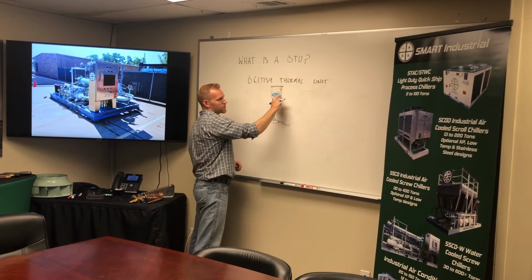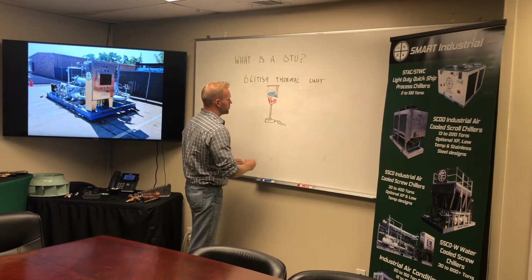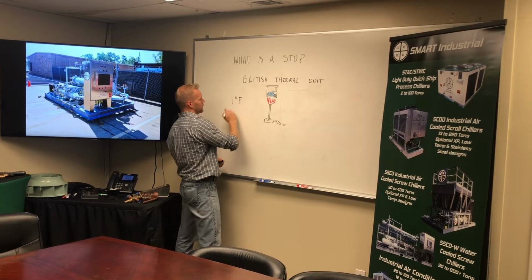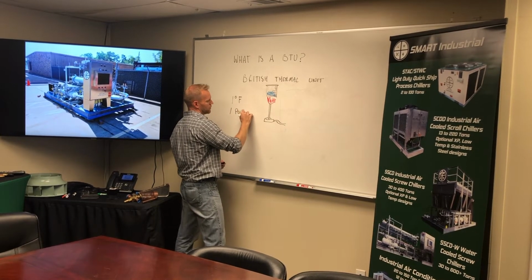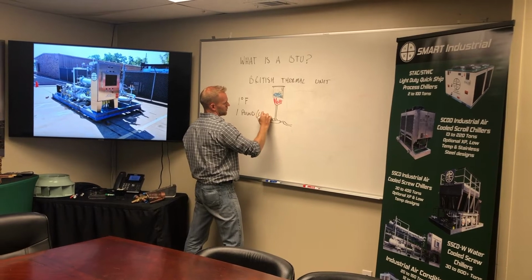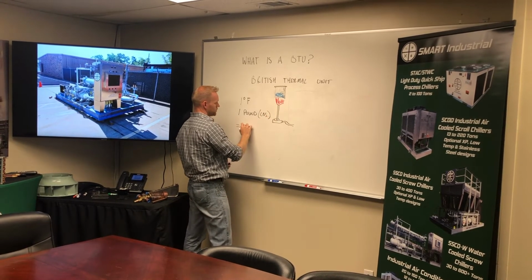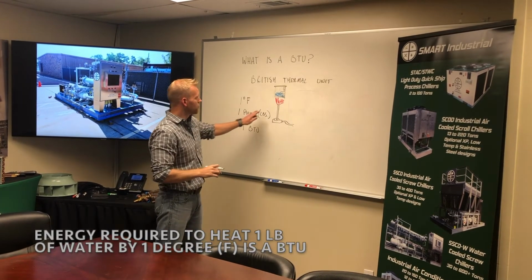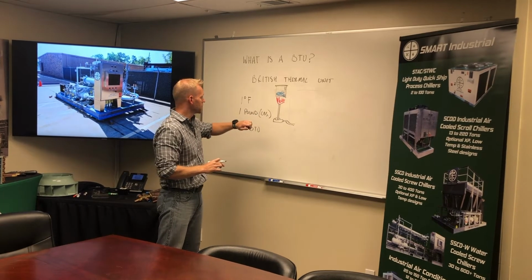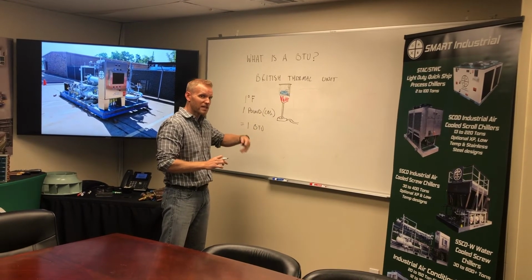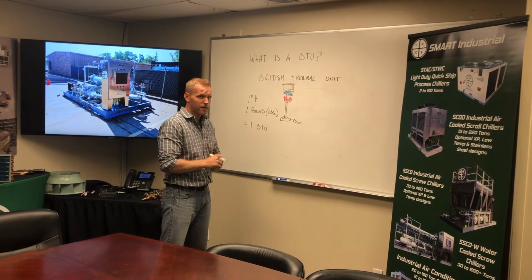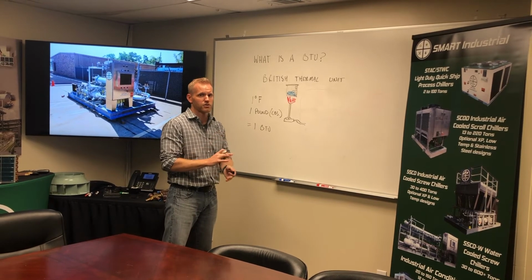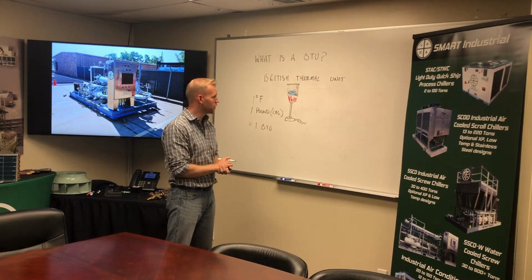If we apply a heat source to water and we raise the temperature of that water 1 degree on the Fahrenheit scale, and we have 1 pound of water, that is equal to 1 BTU. So again, if we have 1 pound of water, in this case in our cylinder, and we apply heat to that water and we raise the temperature of that water 1 degree, that's 1 BTU, or 1 British thermal unit. It's the most common unit of measure when we're talking about heating applications, and it's used all over the place.